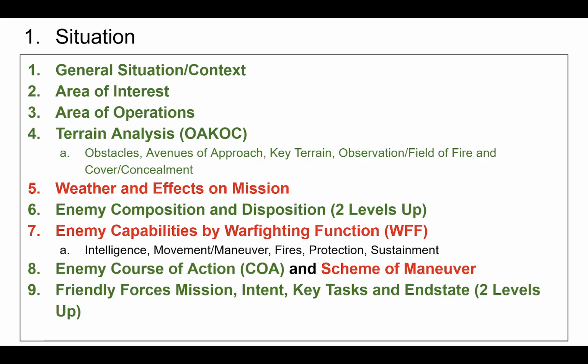And then lastly, the friendly forces mission. So this is going to be your 2 levels up. So if it's a platoon OPORD, you're going to give the company, and then you're going to give the battalion intent, key tasks, and the end state. So everyone's tracking. And so those are the 9 components of the situation.